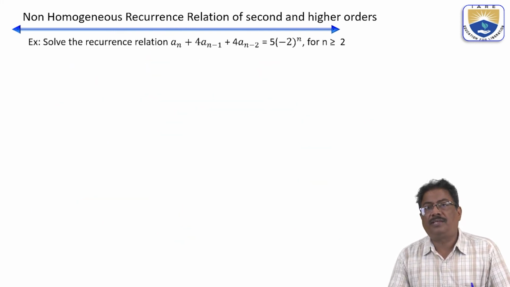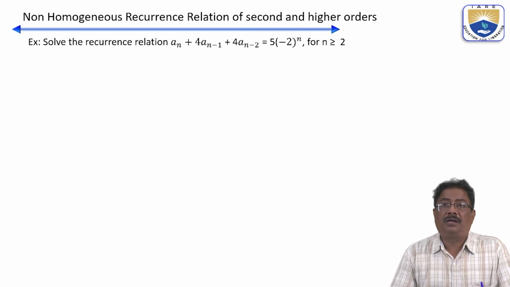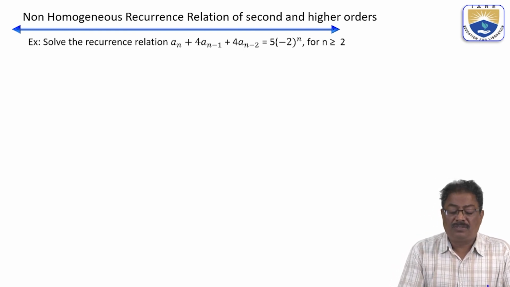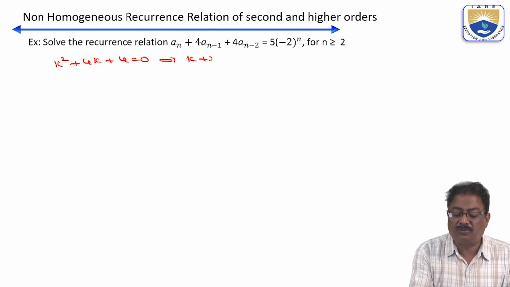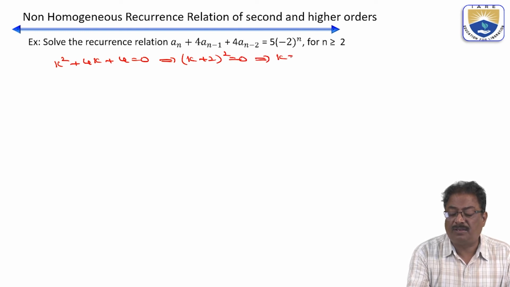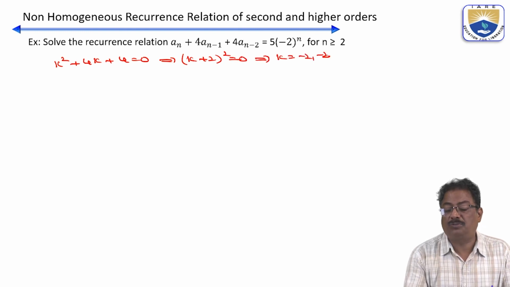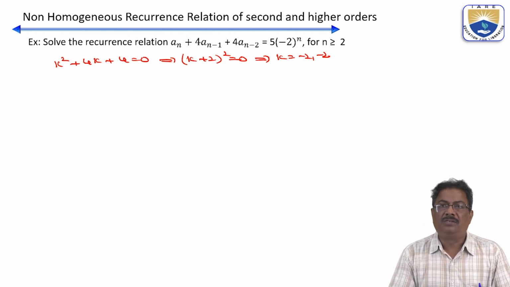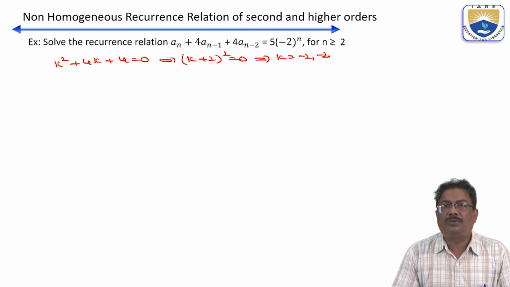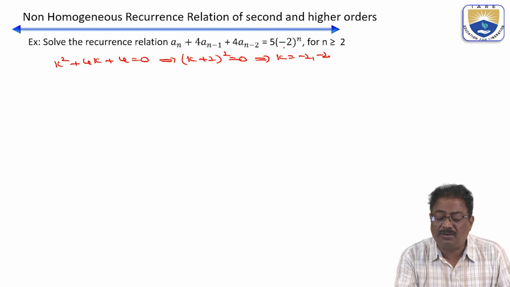Now let us go for the other example. Solve the recurrence relation of this. Once again the auxiliary equation is k^2 + 4k + 4 = 0. So I am going to get (k + 2)^2 = 0, so k = -2, -2. So -2 is repeated. 1 is not a root of the auxiliary equation, so we are going to take it as -2.